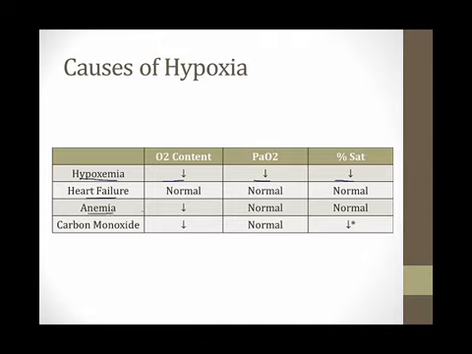In anemia, you have a reduced oxygen content of blood because of low hemoglobin levels. However, the PaO2 and the oxygen saturation are normal. And then finally, in carbon monoxide poisoning, the oxygen content is reduced, the PaO2 is normal, and the percent saturation is reduced because carbon monoxide is blocking binding sites for oxygen. And I put a little asterisk here just to remind you that the photodetector may report a normal O2 sat in the setting of carbon monoxide poisoning.